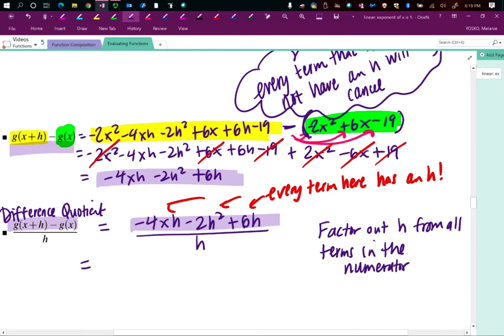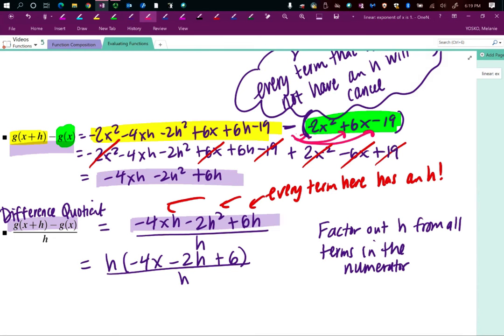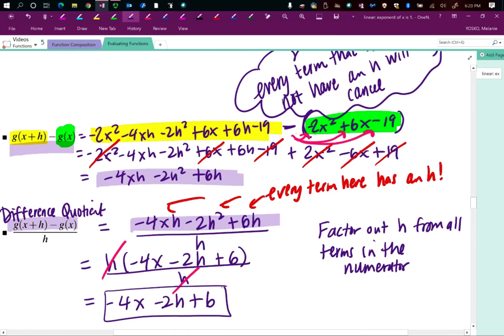Okay, so we have h times negative 4x minus 2h plus 6. Now notice I could have also factored out a 2. You can if you want to, but it's not necessary. Now notice I have an h times some other terms, but I have a product in the numerator. I can cancel then the h in the numerator with an h in the denominator, and my result is negative 4x minus 2h plus 6. Isn't that fun? This is the difference quotient.